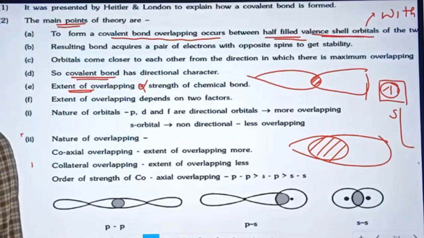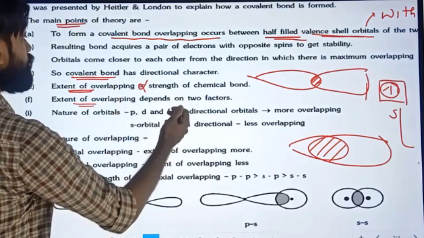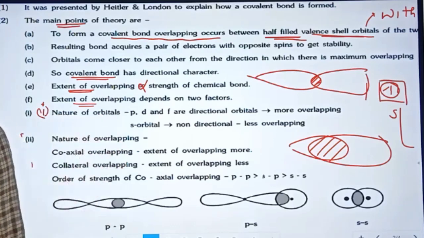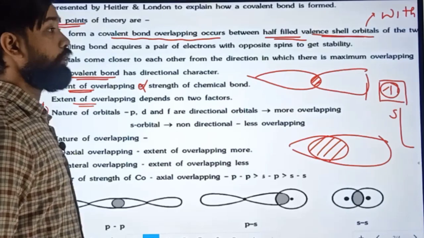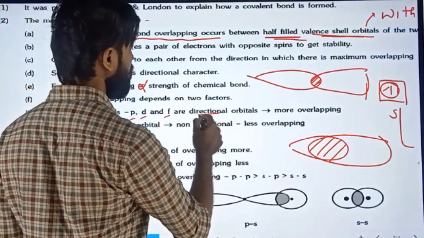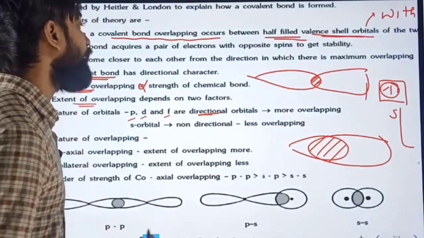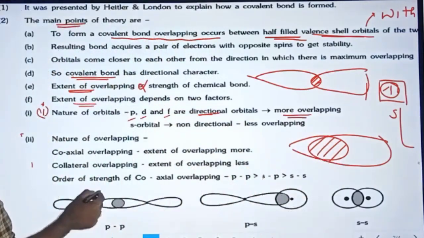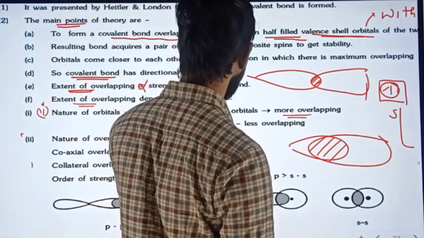The extent of overlapping is proportional to the strength of the chemical bond, and that depends on two factors. The first factor is the nature of orbitals. The more directional orbitals like p, d, f, with a double dumbbell shape, can produce greater overlapping. Listen, let's consider the overlapping of 2p orbitals.